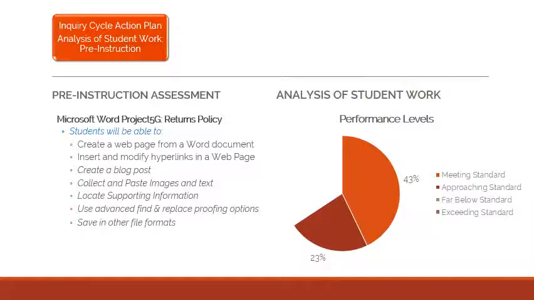23% were approaching, meaning they were able to complete at least 2 of the final required documents. 11% were far below standard, meaning they were able to complete only 1 of the final required documents and/or completed their document with incorrect formatting. The 23% of students who exceeded the content standards produced all of the required documents with little or no formatting errors and added additional supporting information or links beyond the minimum requirement.